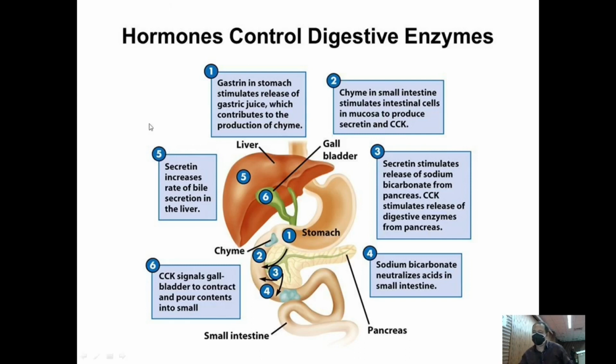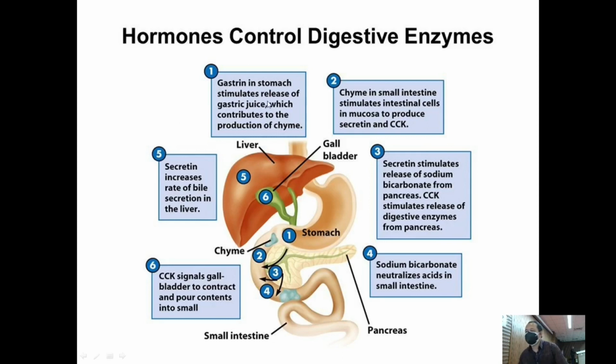Then secretin increases the rate of bile secretion in the liver, so it helps in the secretion of bile as well, not only the secretion coming from the pancreas. And finally, CCK signals the gallbladder to contract and pours contents into the small intestine. So one thing that is happening, the secretion of gastrin, eventually helps in the secretion of other intestinal hormones as well.